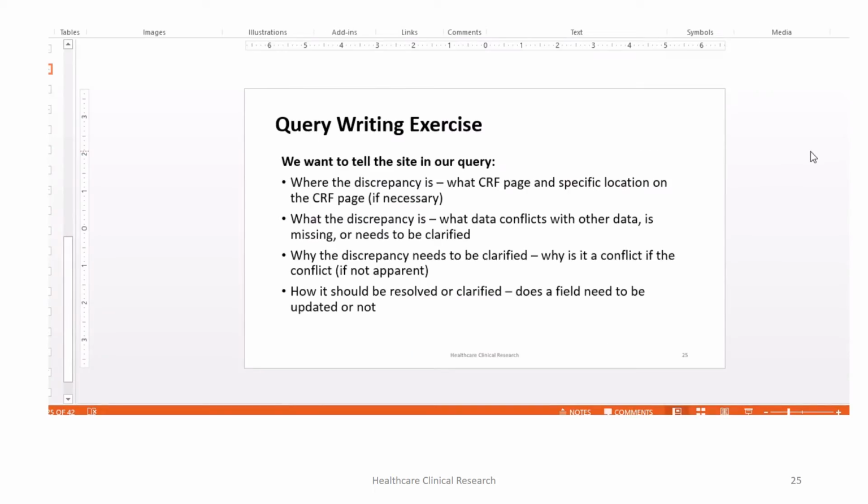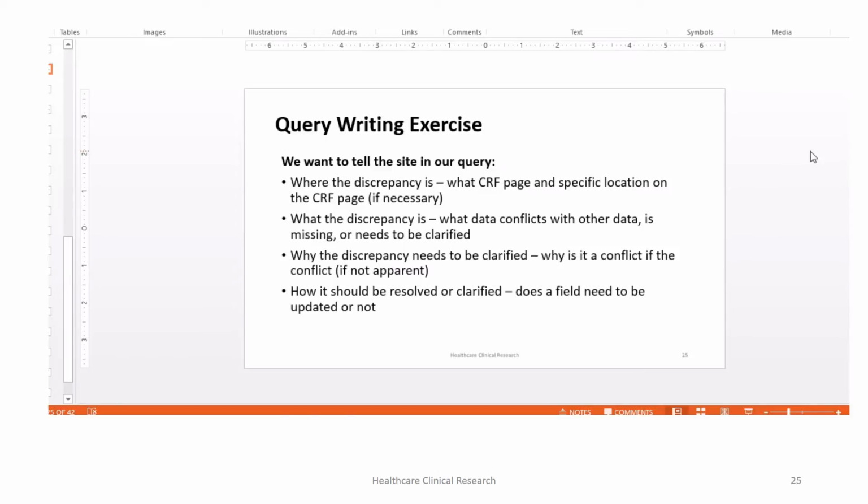So the next thing we're going to do is a query writing exercise. Before we get into that, let's review what we want to do with our queries. We want to tell the site where the discrepancy is, what CRF page, what specific location, and what the discrepancy is: what data conflicts with other data, is missing, or needs to be clarified. We want to indicate why the discrepancy needs to be clarified, why it's a conflict, and then finally how it should be resolved.